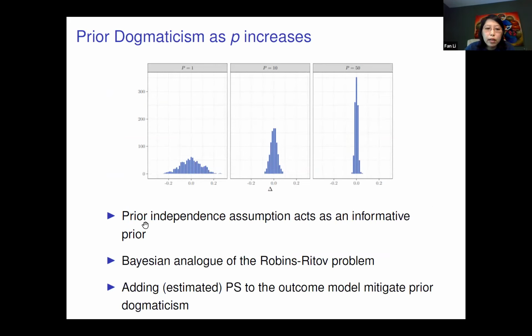Anyway, the key point is that the prior independence assumption acts almost like an informative prior. It's no longer just a convenient assumption we have to make to proceed with Bayesian causal inference. It turns out that when you have high dimension, Bayesian regularization itself becomes an informative prior, which often defies what the reality, what the data says. So this is, theoretically, a Bayesian analog of the Robins-Ritov high dimensional problem. The claim, and again I need to figure this out, is that adding the propensity score to the outcome model can mitigate this problem.